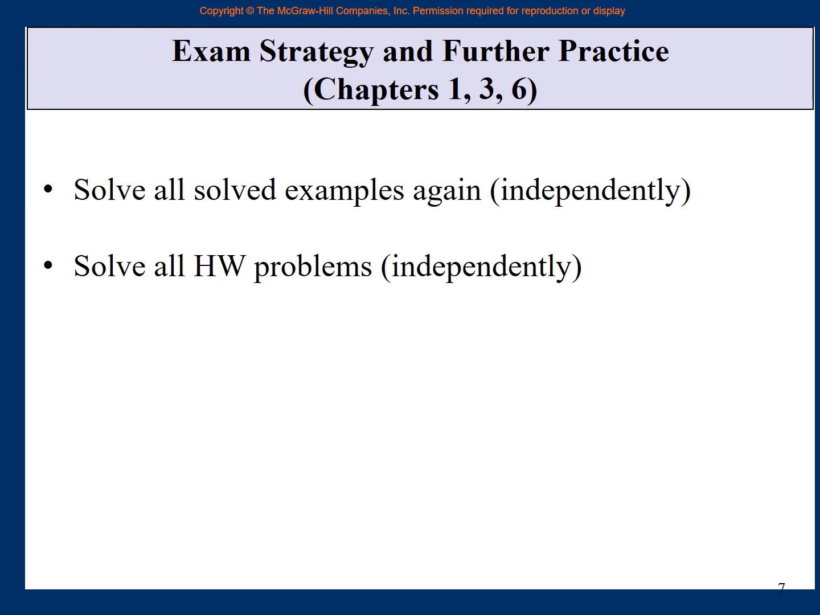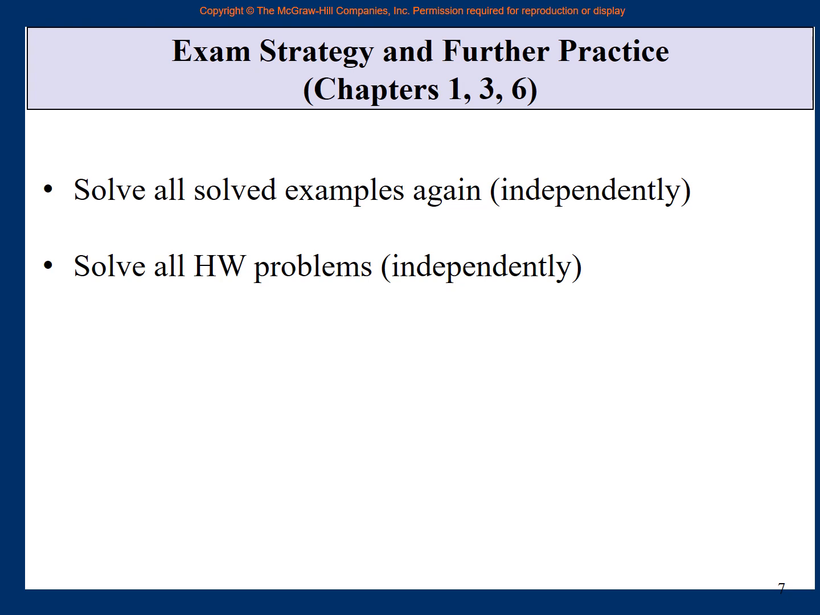Some of the people just copy the homework and submit, which we should actually be a little sad about. But now, whether you did it yourself earlier or whether your friend helped you, now once again, all the homeworks covering chapters 1, 3 and 6, solve all of them independently without anybody's help. Then you will become really strong. If you do all the solved examples and all the homework problems independently without anybody's help, then I can guarantee you that you are above average in the class.